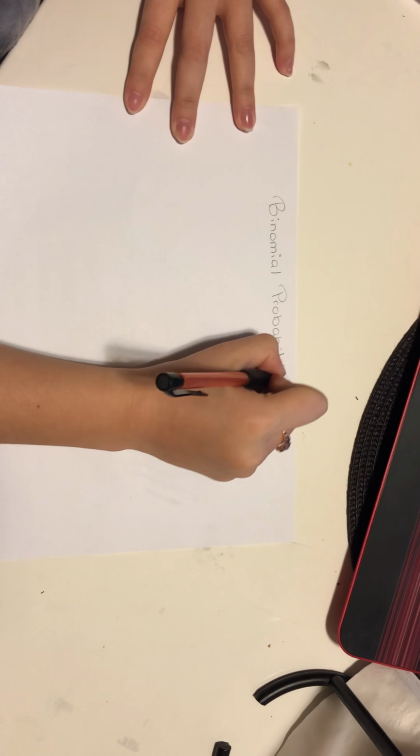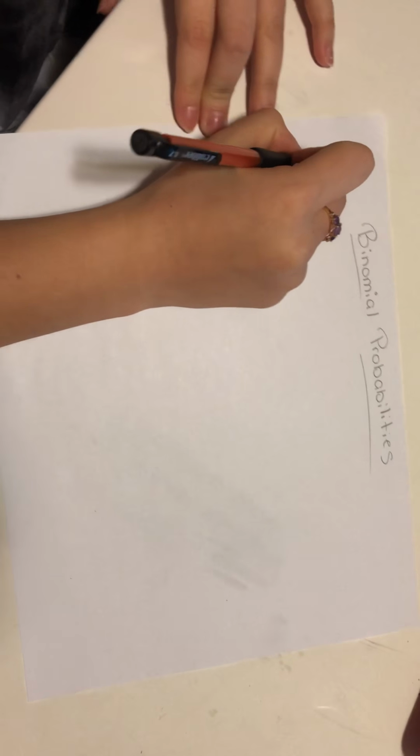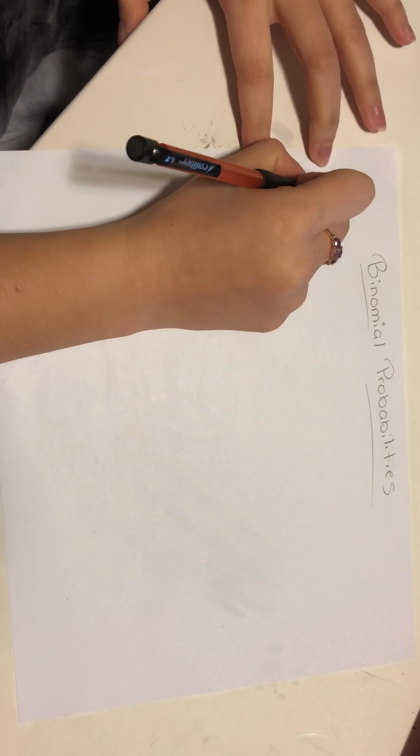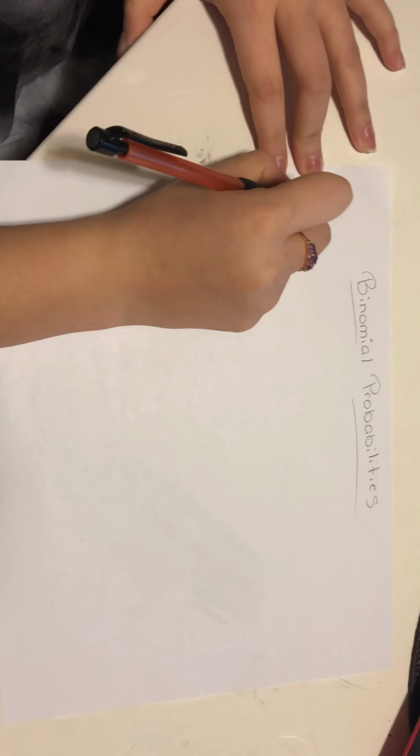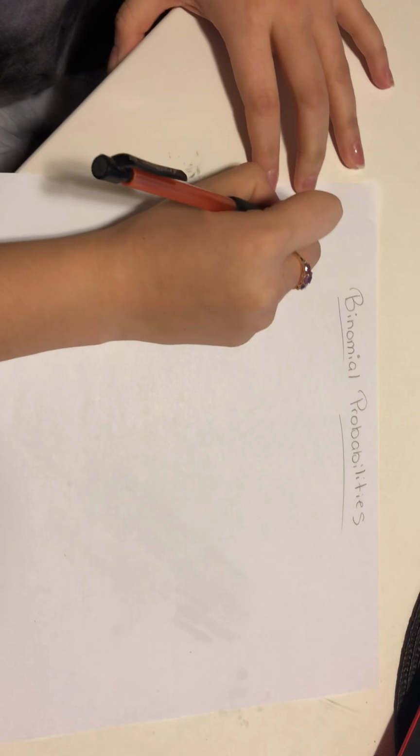Let's say we have a coin and I would like to know my chances of landing on heads 5 times. I'm going to toss the coin 10 times, and I want to know the chances of getting heads 5 times, okay?